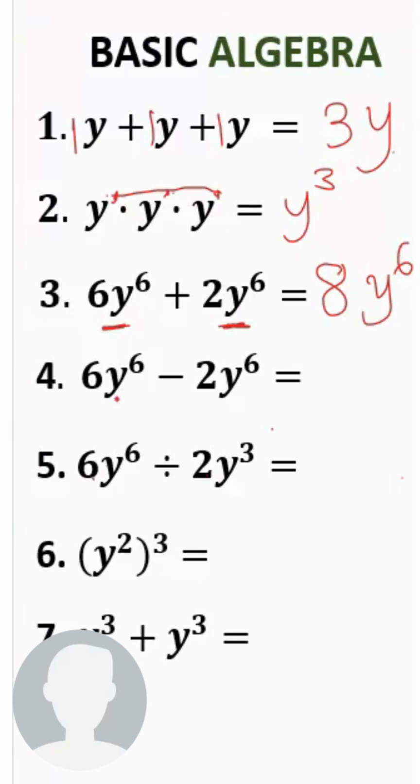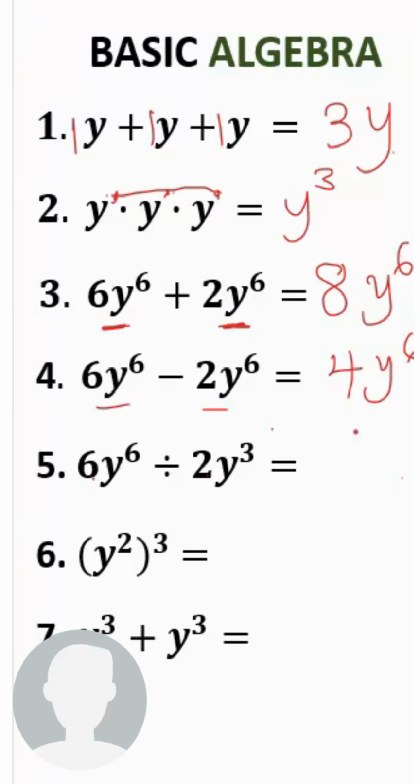So the same thing applies to this. You check if they are similar terms, right? They are similar because I have y raised to the power 6, y raised to the power 6. So I'm just going to do 6 minus 2, and that gives me 4y to the power of 6. I'm going to use the idea with chocolate again. You have 6 chocolates, and then you're taking away 2 chocolates. So you're going to be left with 4 chocolates, right?